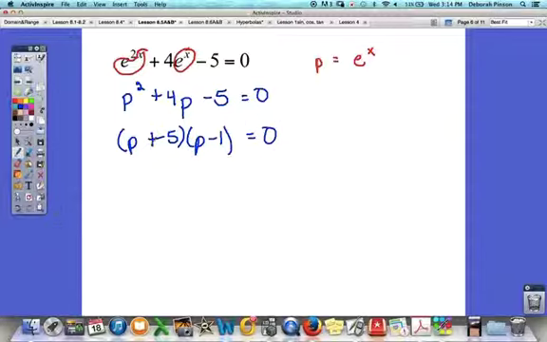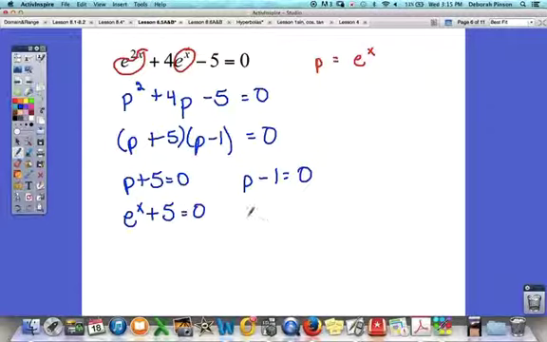Now we've done this kind of problem before. We'll worry about the e to the x's in a minute. Then remember I set these equal to 0 and solve. Now I'm going to write this out. Now at some point you need to replace your e to the x's in for your p's. I'm going to pick this place right here. So I'll have e to the x plus 5 equals 0 and e to the x minus 1 equals 0. Then I can go through and solve.